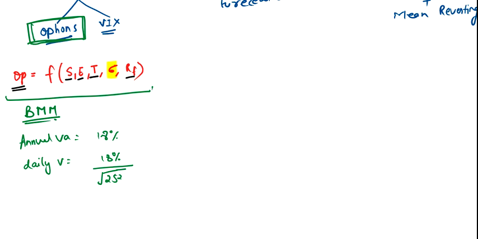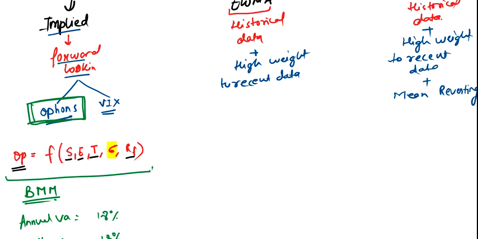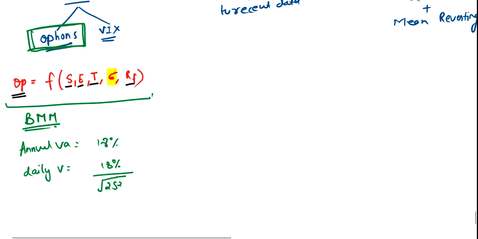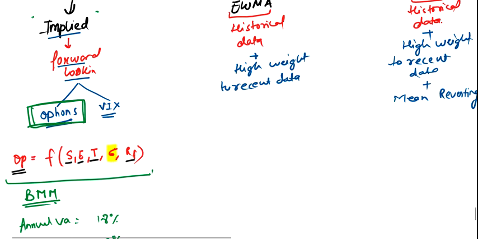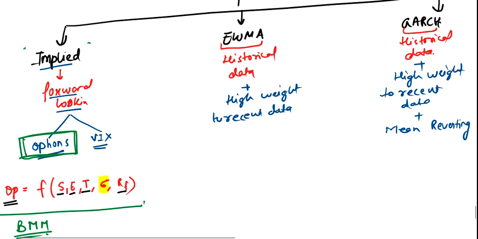Clear? Now from this particular chapter, if you are doing this implied volatility, the thing which I have explained here is more than enough, at least for this chapter. Clear? Now the two important points we have to cover are the EWMA and GARCH models.